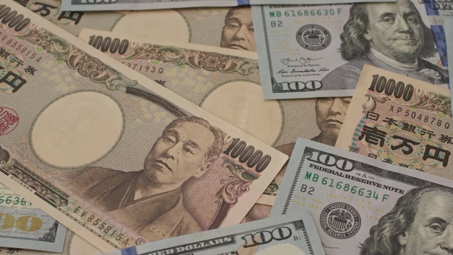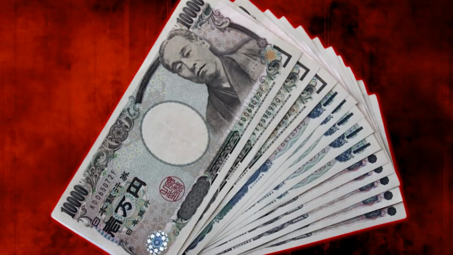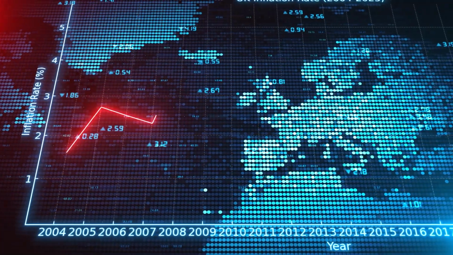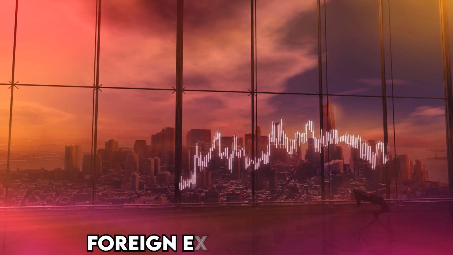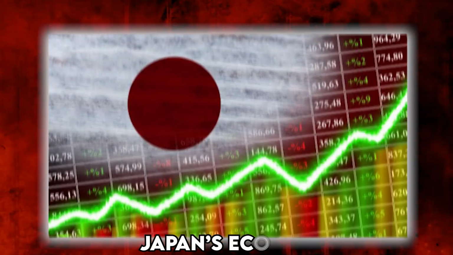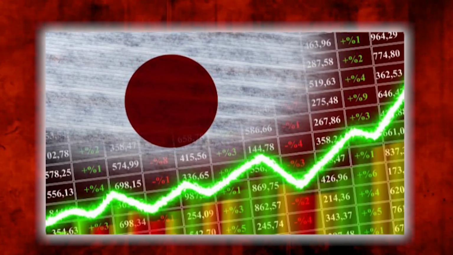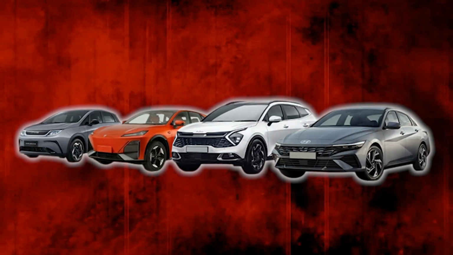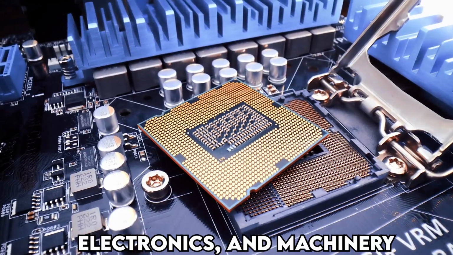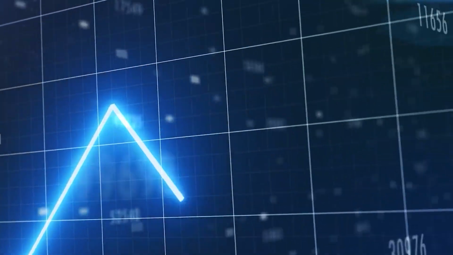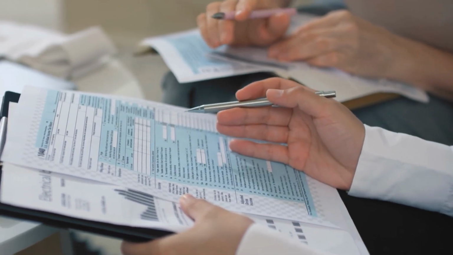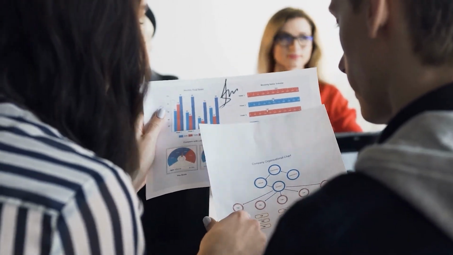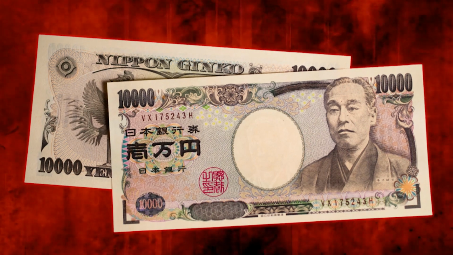Japan's yen is one of the most traded currencies in the world, known for its stability and low interest rates. The yen plays a critical role in the global financial markets, especially in foreign exchange trading. Japan's economy is the third largest in the world, and its exports of automobiles, electronics, and machinery keep the yen in high demand. However, Japan has struggled with deflation, which has led the country to adopt unique monetary policies to keep the yen from appreciating too much.